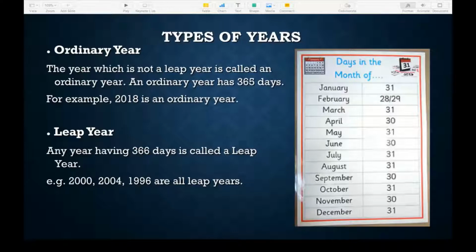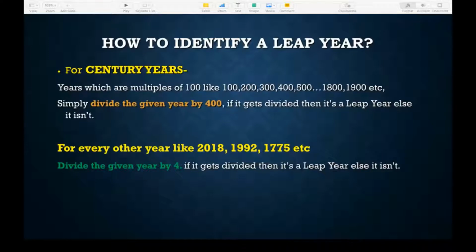So now the very next question is how to identify whether a given year is a leap year or not. For this, I have divided all the given years into two categories. One is century years. Now you must be familiar with the word century. In cricket, if anyone scores 100, we say that he or she has scored a century, right? So years which are multiples of 100, like 100, 200, 300, etc., are called century years.